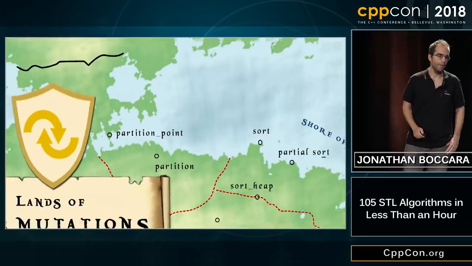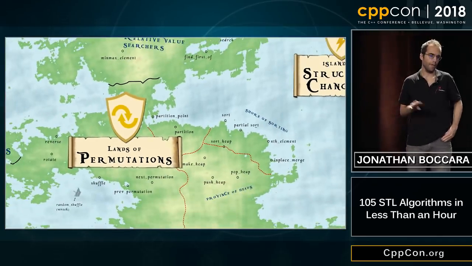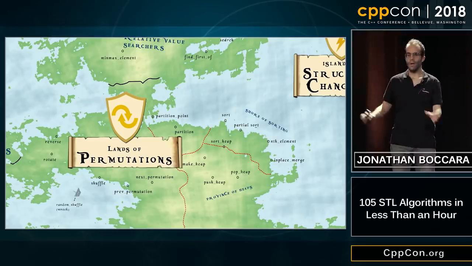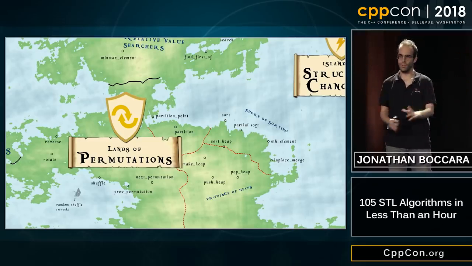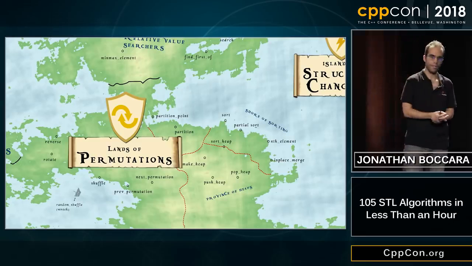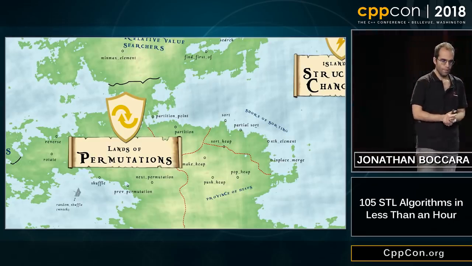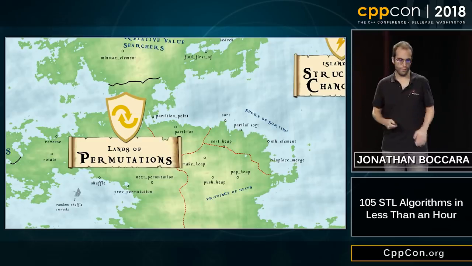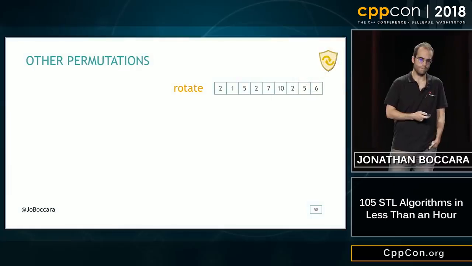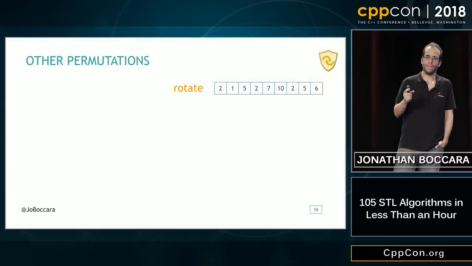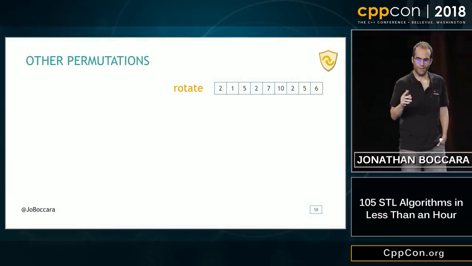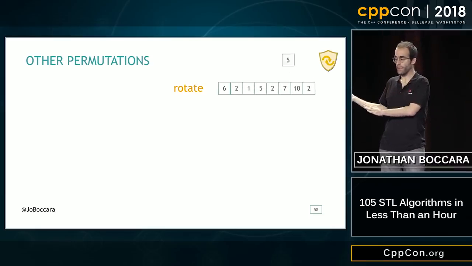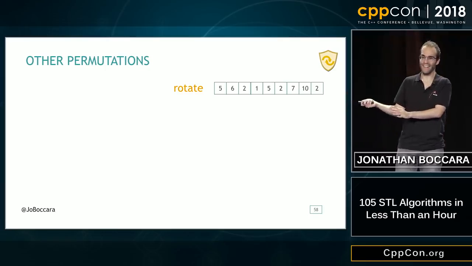Right. If we take a step back on that part of the world, that was the land of permutation, the place where elements move around the collection, even if they don't change value. We've seen heaps, sort, partition, and there are a few others that we'll go through quickly. There's this permutation that takes the element at the end and puts it at the beginning, sorry.